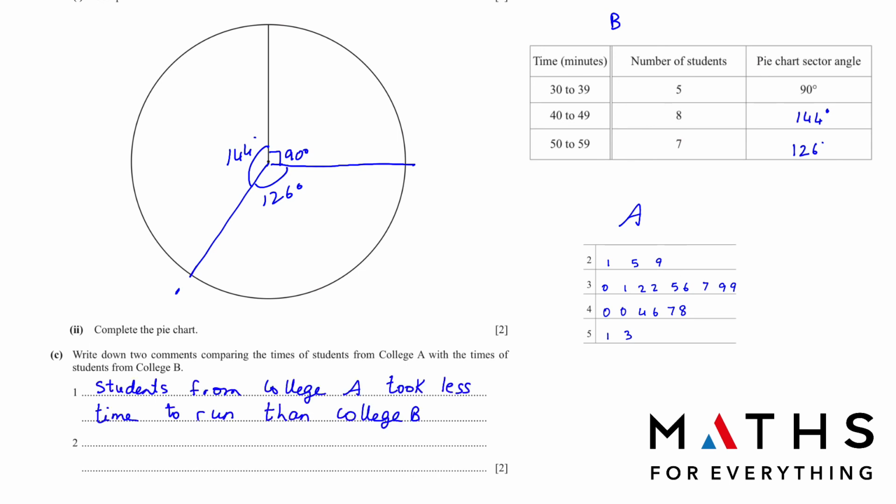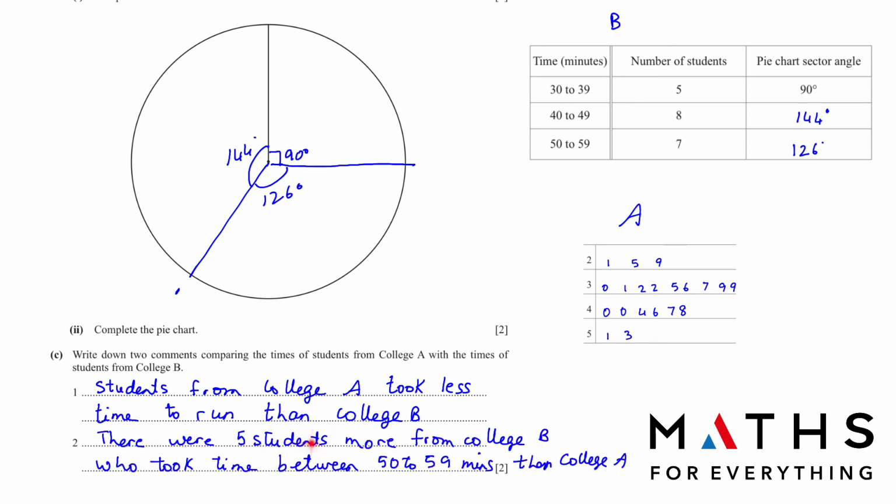The other comparison you can make is there were 5 more students from College B who took the time between 50 to 59 minutes to run, whereas in College A there were only 2 students. So there were 5 students more from College B who took time between 50 to 59 minutes than College A. Or you can write that there were 7 students who took time between 50 to 59 minutes from College B, whereas there were only 2 students from College A.